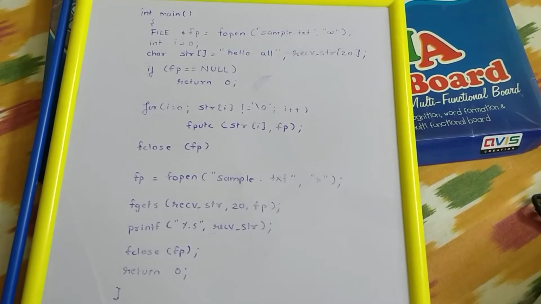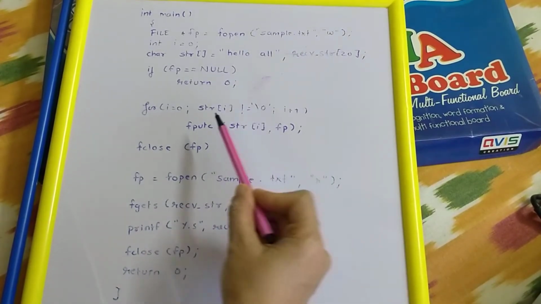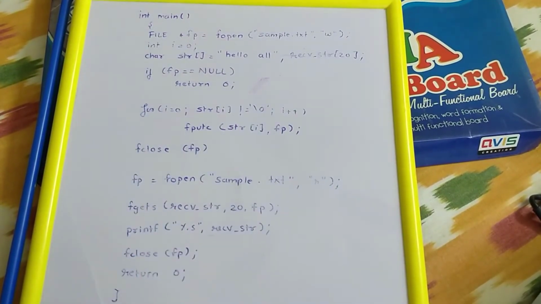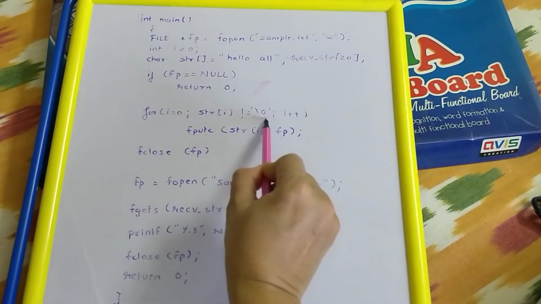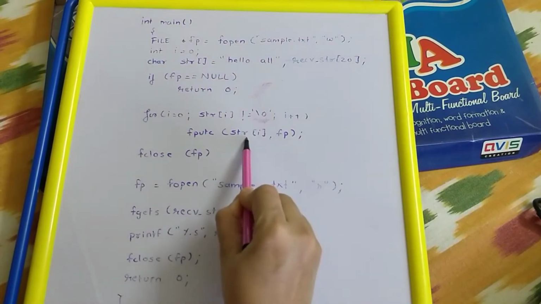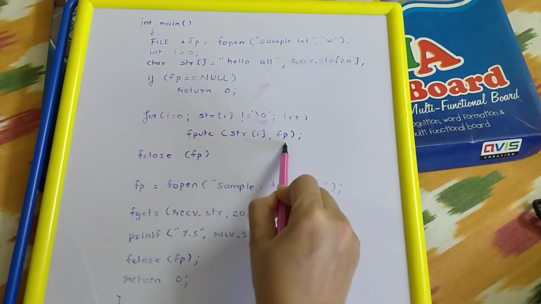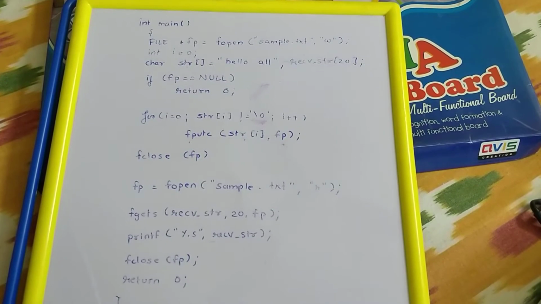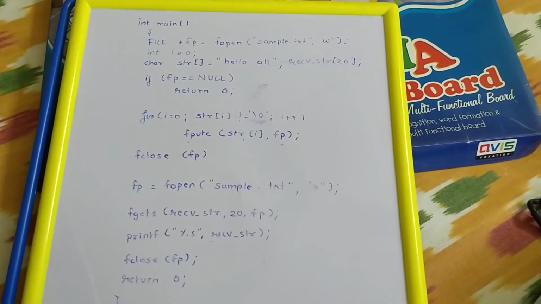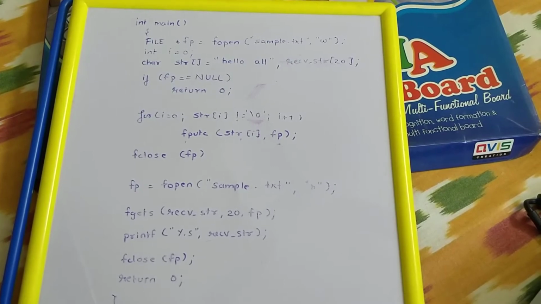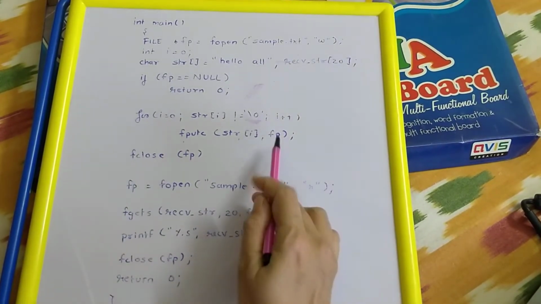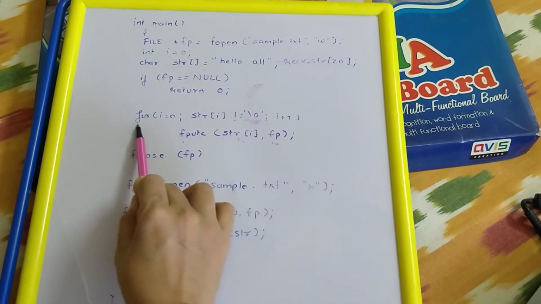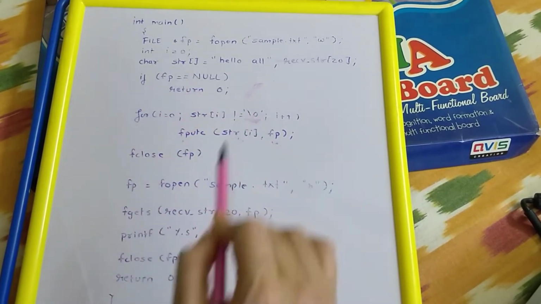Okay, now from the string that we have, that is hello all in str, we are picking one character at a time and putting it in the file. So we need a loop which reads each character from str until we reach the null character, and then each of these characters is written inside the file pointed by fp using the function fputc. So here we have a new function, fputc, which is used to write a character inside a file pointed by pointer fp. The characters are taken one by one through this loop, and the loop runs until you reach the end of the string.